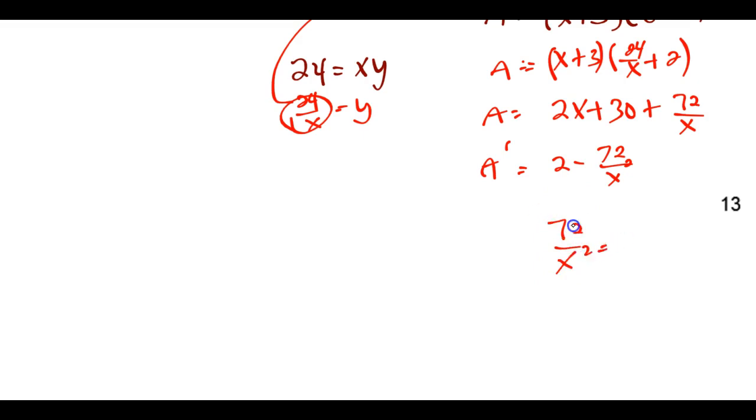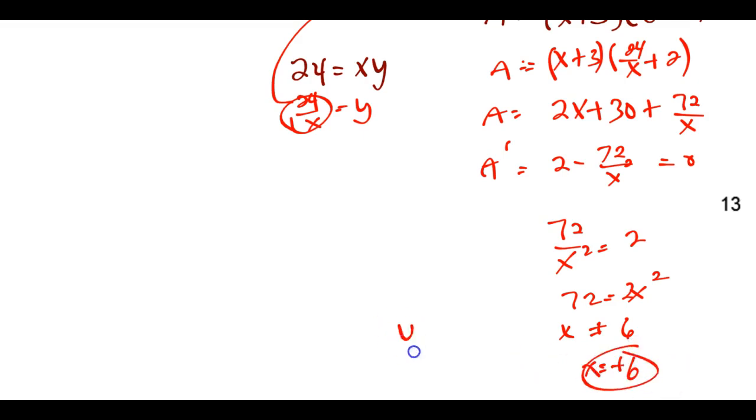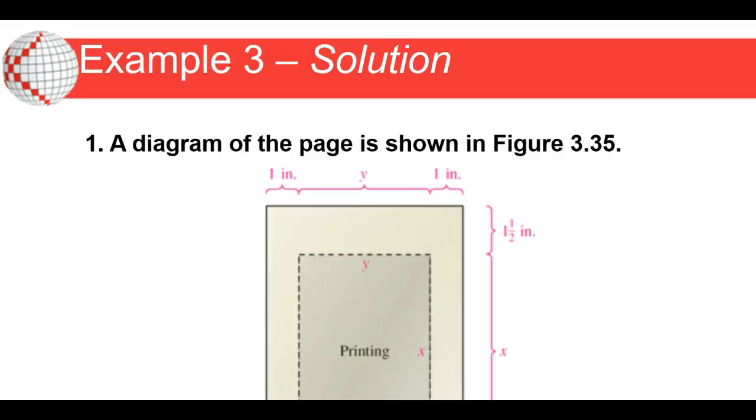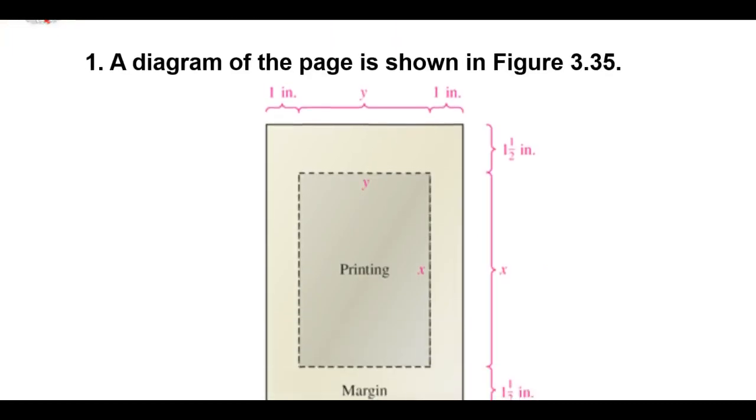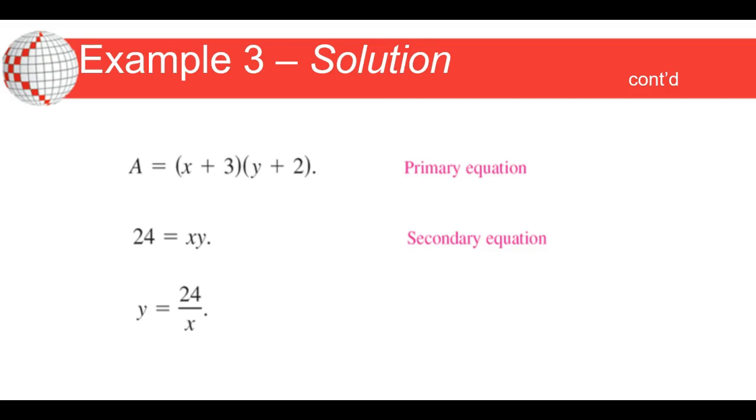72 over x squared is equal to 2. So if I set that equal to 0, 72 equals 2x squared, and 36, to take the square root of it, plus or minus 6 is my x. But of course, negative 6 doesn't make any sense, so I'll just say positive 6 is my x, and I'll substitute that back in, and y will also turn out to be 6. And then once I have the values for x and y, I can answer any questions that they may ask.